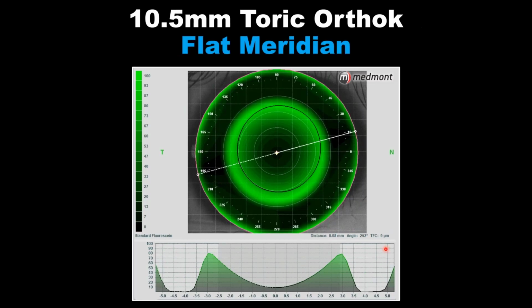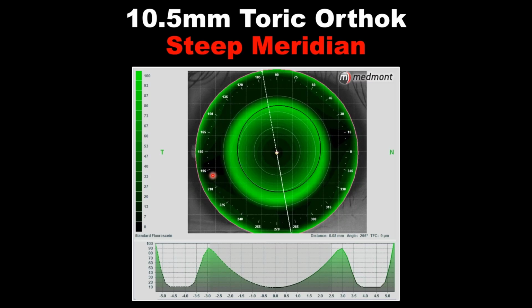So let's fit a toric ortho K lens, similarly to how we fit the toric conventional GP. On the flat meridian, we'll create our landing at 3 and 9 o'clock, or close to 3 and 9 o'clock. Then on the steep axis, we'll create a much deeper reverse curve and a completely different alignment zone shape so that our lens shows this parallel tear layer thickness all the way across. And that way, the lens has less room to rock back and forth to decenter and possibly cause our treatment to be off-center on eye.